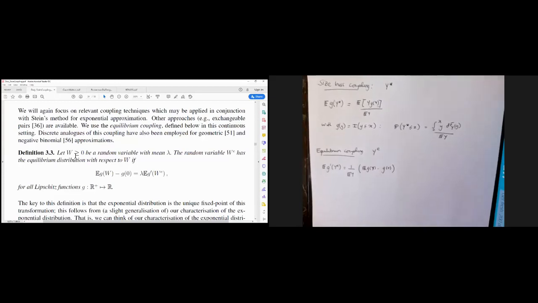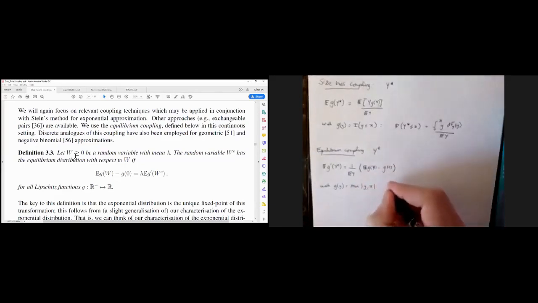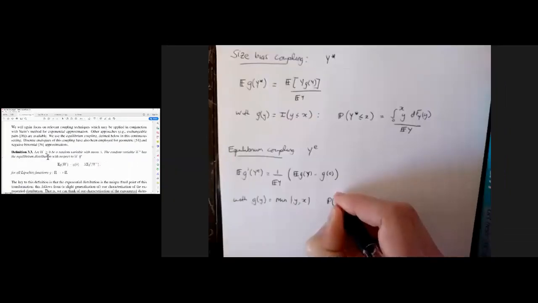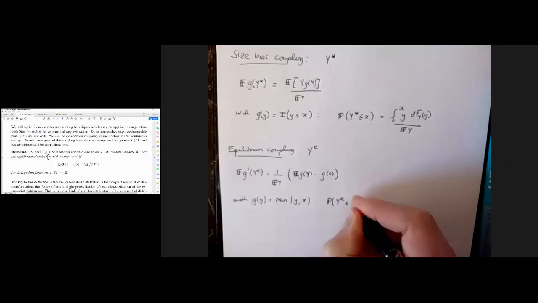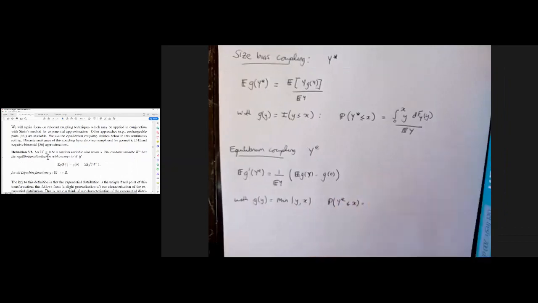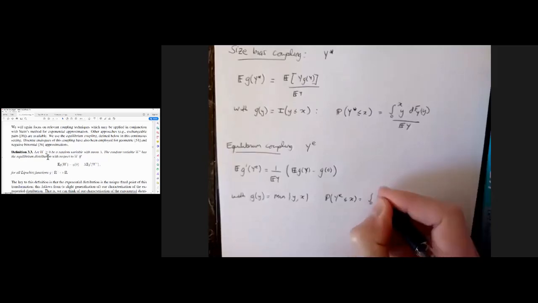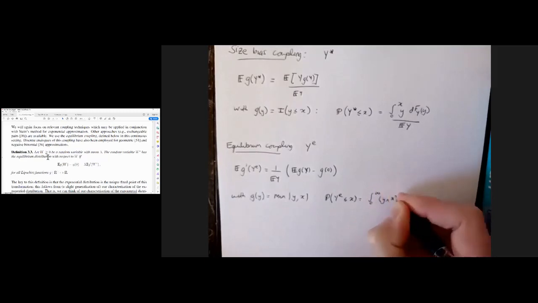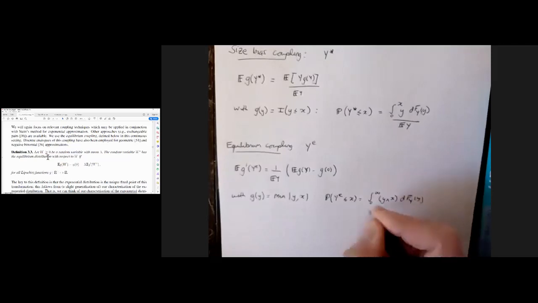But in this case, if I take the function g of y just to be the minimum of y and some fixed number x, then that will tell me that the probability that my equilibrium version of y is less than or equal to x is just the integral of the minimum of x divided by the expected value of y.